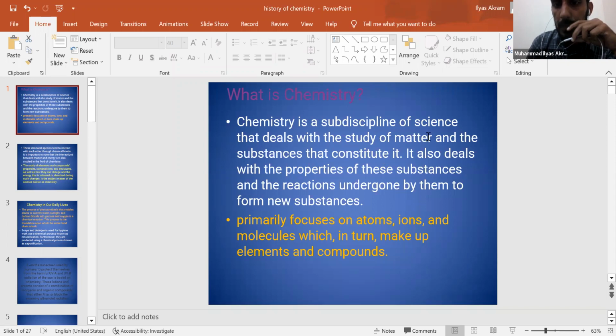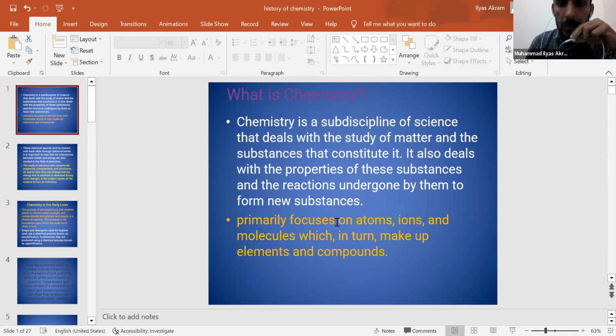Matter is a substance that is formed of smaller substances, and chemistry also deals with the properties of these substances and the reactions undergone by them for the formation of new substances. So basically, chemistry is the study of matter that deals with substances and their properties, and the reactions that occur between them by which new substances are formed.